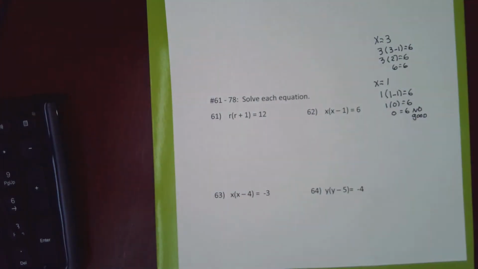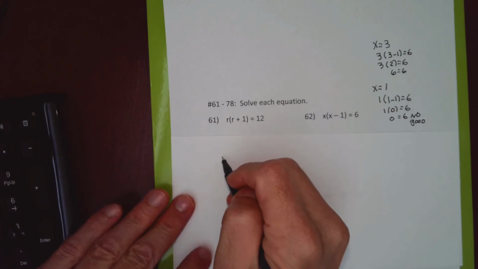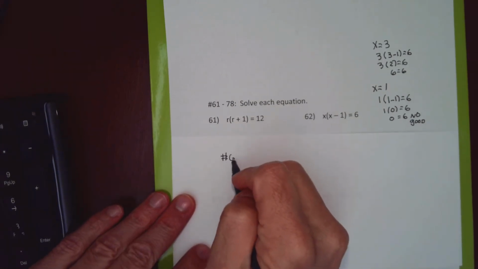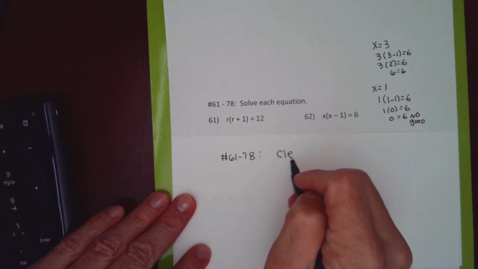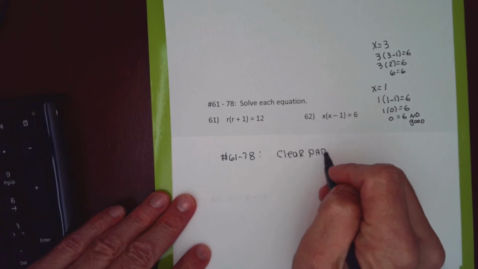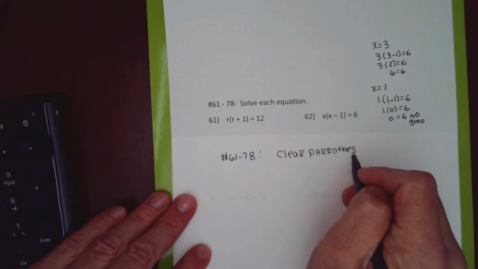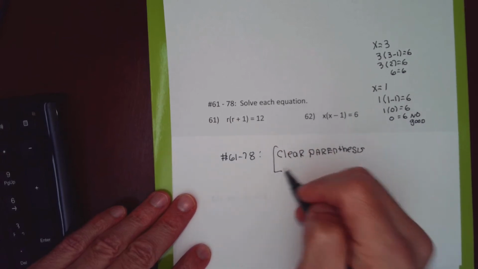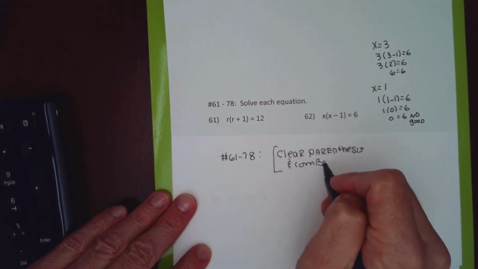There's actually two solutions to this, one positive and one negative, and in order to get those two solutions I've got to go through a whole bunch of work. For each of the problems between 61 and 78, first, I'm going to clear the parentheses, and if there are like terms, combine. So any parentheses there happen to be in 61 through 78, because the right side isn't 0, I'm going to clear the parentheses, and if there are like terms, combine them.